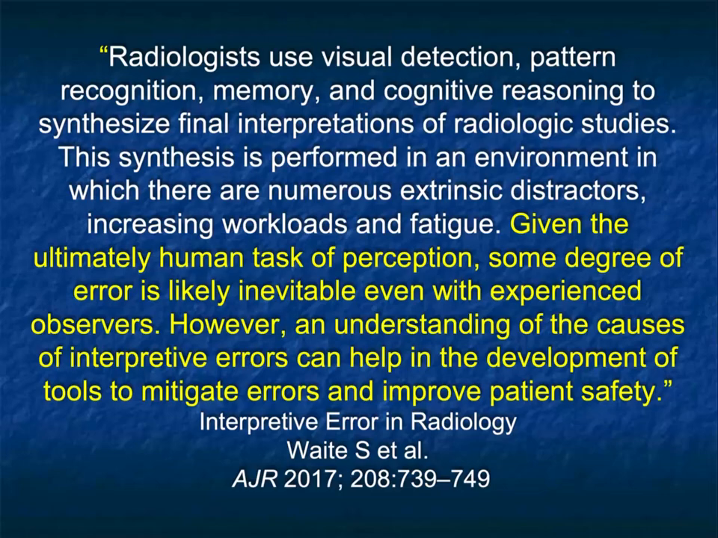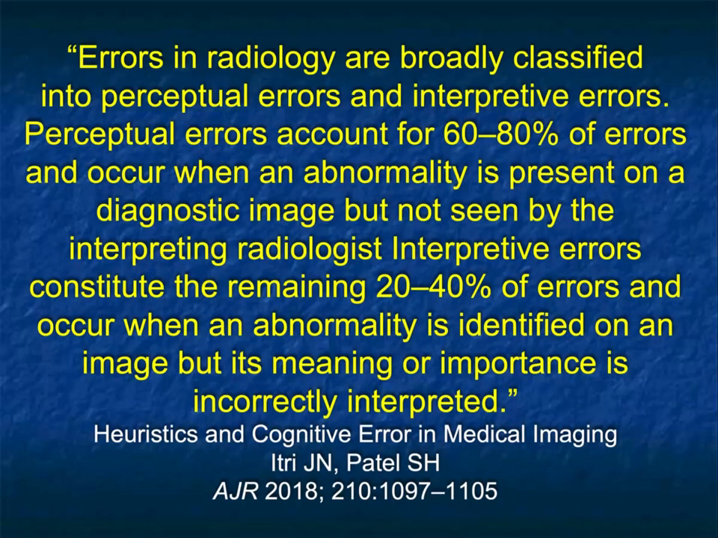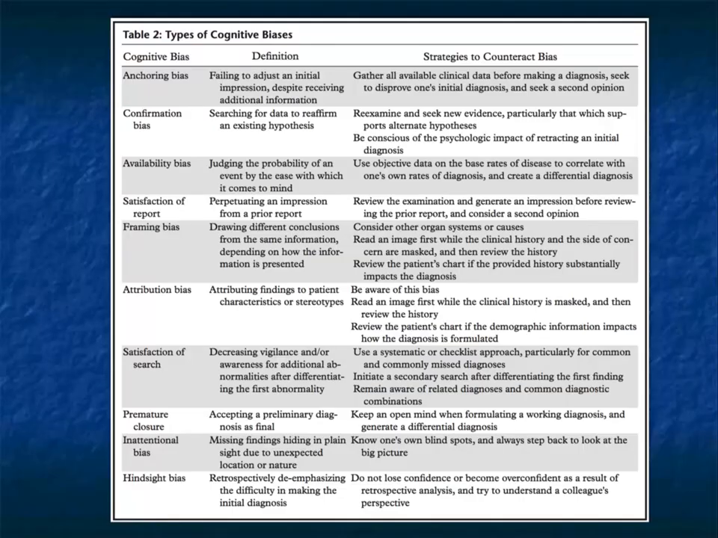In this article by Waite, the comment: given the ultimate human task of perception, some degree of error is inevitable even with experienced observers. However, an understanding of the causes of error maybe can help you mitigate these errors. Now, they classified errors as perceptual and interpretive. Perceptual errors account for up to 80% of errors and occur when abnormality is present but not seen by the radiologist. Interpretive errors, 20 to 40%, probably closer to 20, occur when you misinterpret what a finding is. Again, as I mentioned, the biggest worry to me is when you miss something.